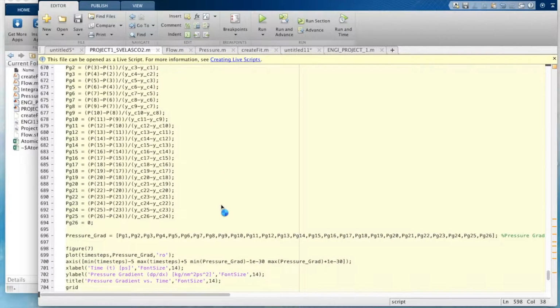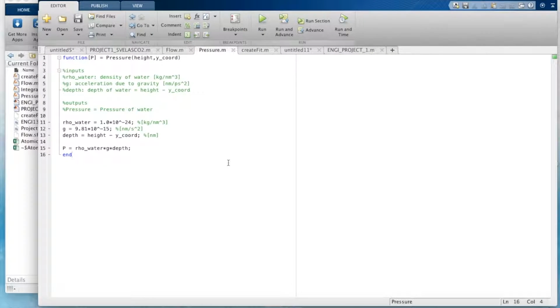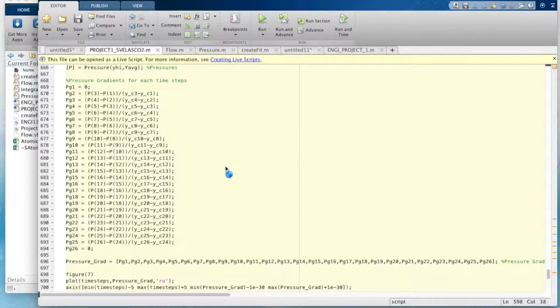And here are the pressure gradients. As you can see, we use a pressure function that we created to calculate the pressure of the corresponding coordinates. And we calculate it by calculating the density of the water times g times the depth, which we got from subtracting the y coordinate average from the height of the pipe. And so we calculated that.